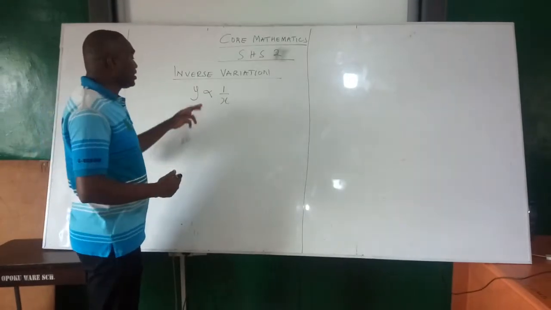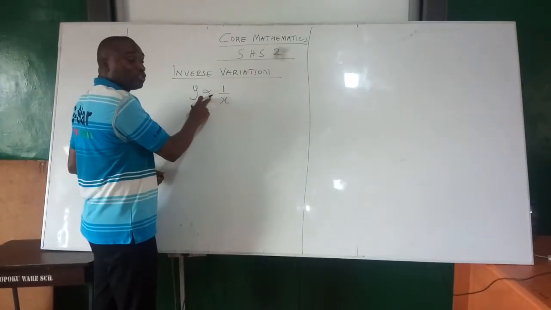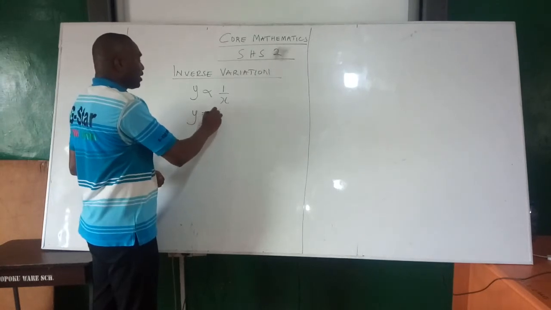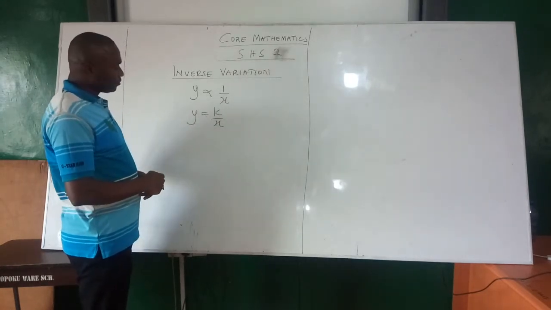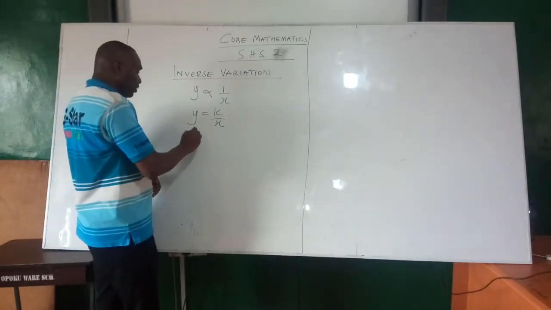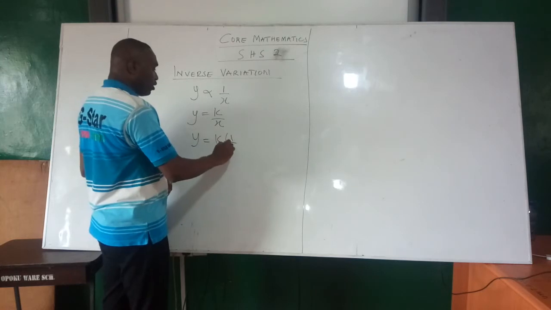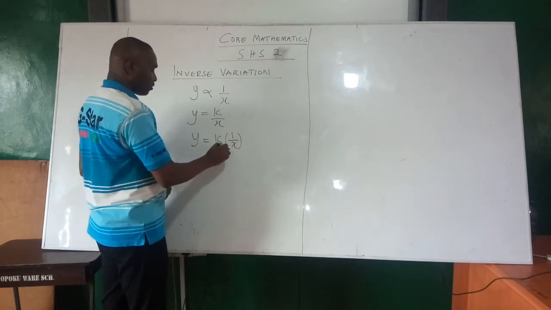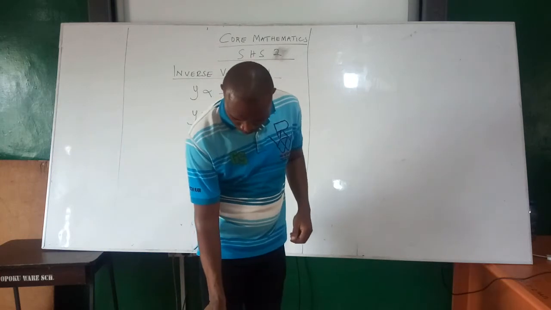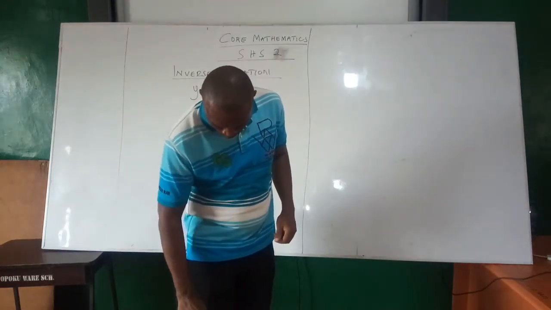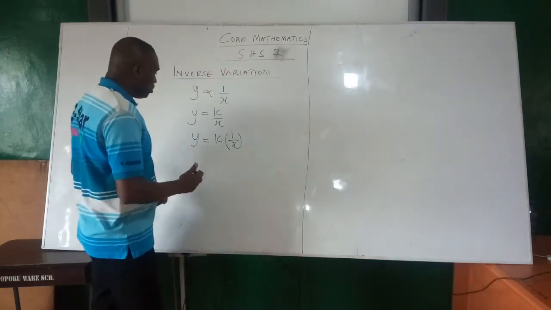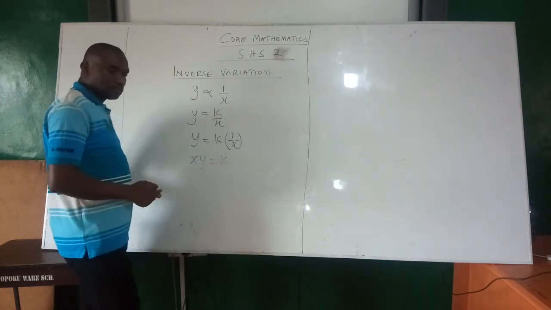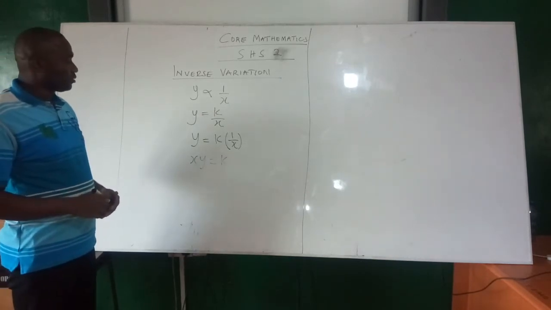We have learned previously that when the k is introduced, then the variation symbol is changed to equal to. So here we have k on x. Or some books write it this way: y equals to k into bracket 1 on x. Some books also would like to write it this way: xy equal to k. Observe it.